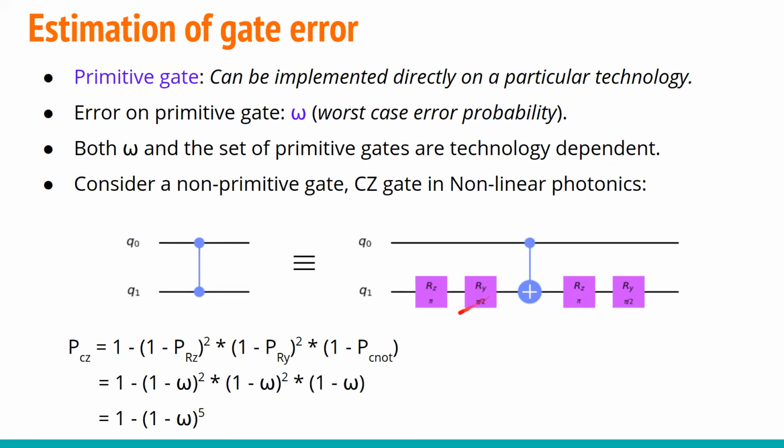For those, we find out the error probability in this way. See, there are 2 RZ gates, so the probability of no error is 1 minus probability of Rz taken twice, squared. Similarly, we take the product of the probability of no error for each and every gate, and we subtract the product from unity. This gives us the probability of a non-primitive gate. So we can find out the probability of any non-primitive gate using this technique.